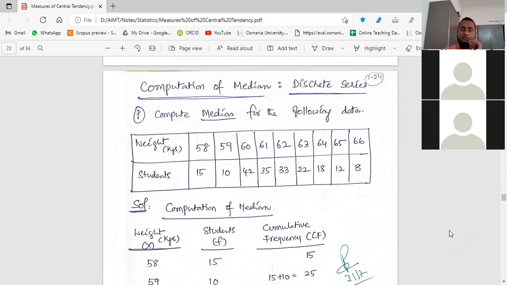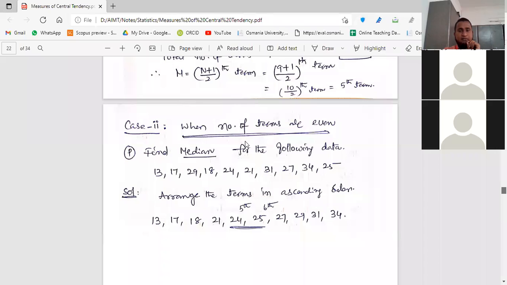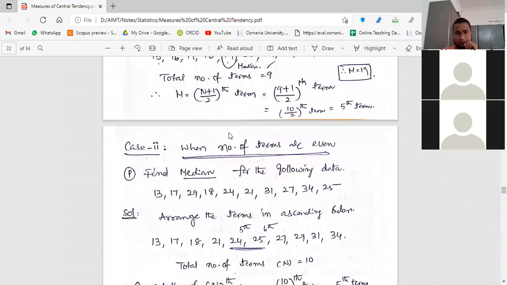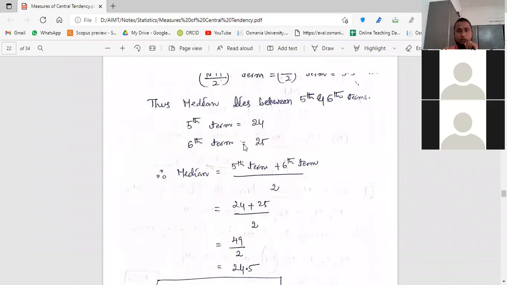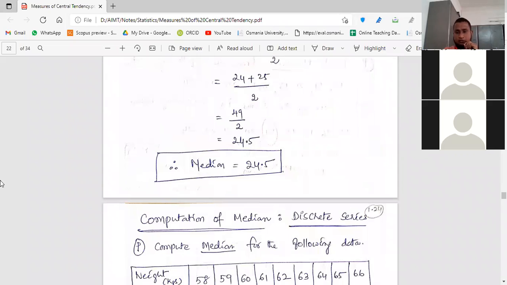Now, discrete series means, first of all, you must understand what is discrete series. Here, the values will be given along with frequency, like weight and students. So the data is presented in some other form. In case of individual series, data is just like that: find the median for the following data. What are these numbers? You don't know what is 13, what is 17, what is 27, 31. You don't know at all. But here some terms will be there. Here you know what is the weight and what is the students.